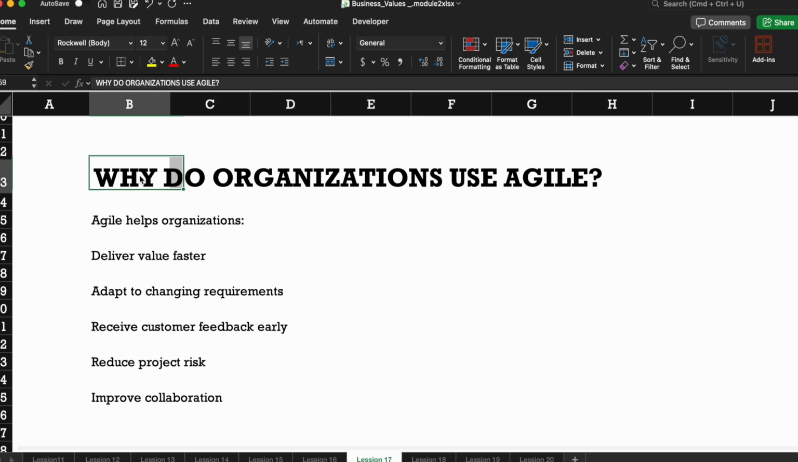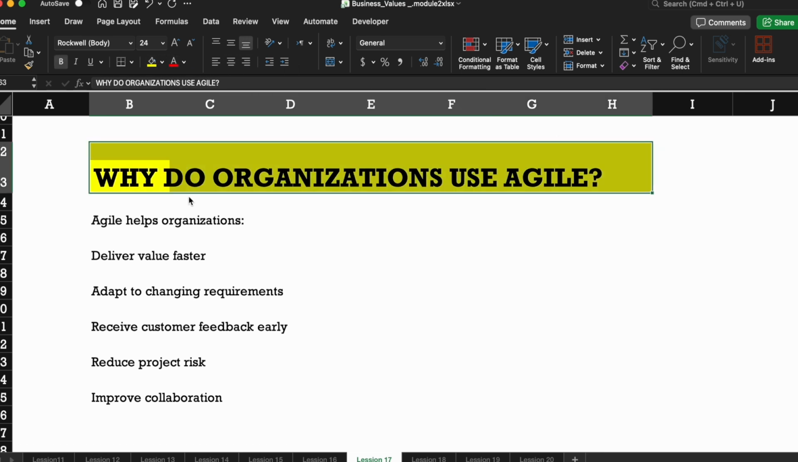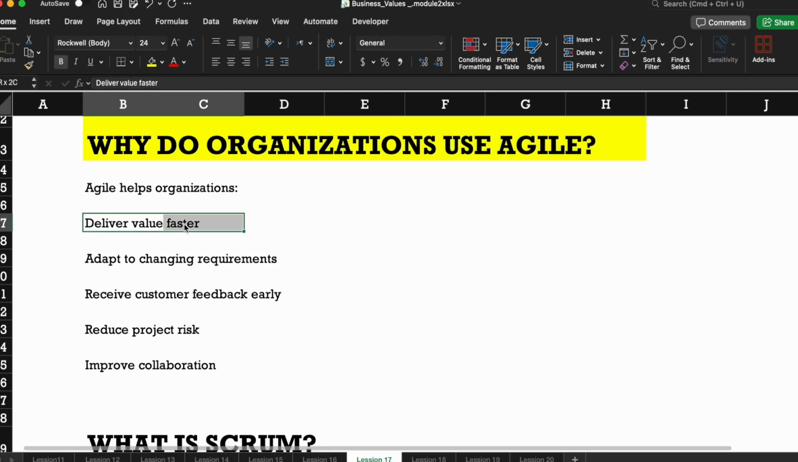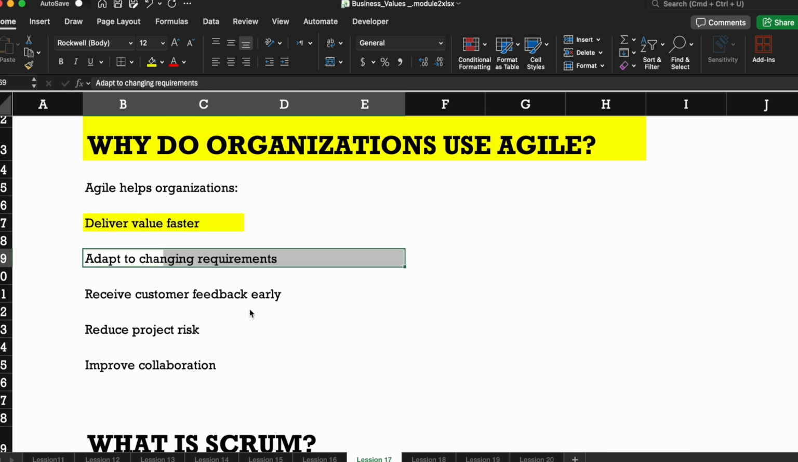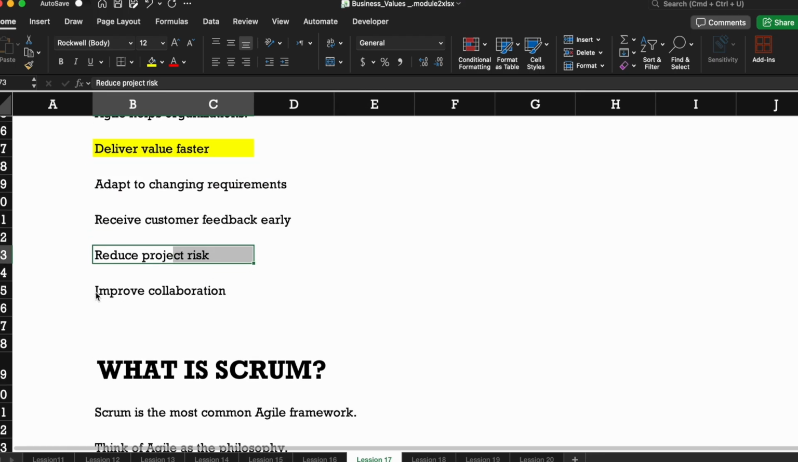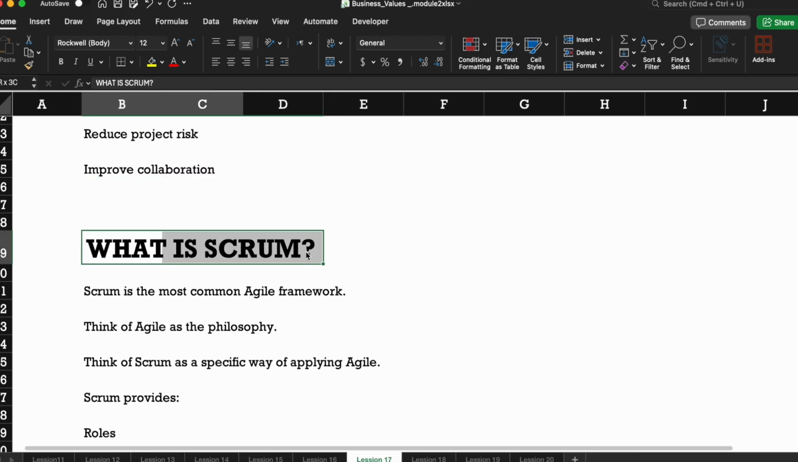So why do organizations use agile? Agile helps organizations deliver value faster, right? If you are a business owner investing a huge amount of money, you like to see some outcome. Rather than waiting 6 or 7 months to see the final product, you like to see at least some functional product, right? So that's why: deliver value faster, adapt to changing requirements, receive customer feedback early, reduce project risk, improve collaboration, right?